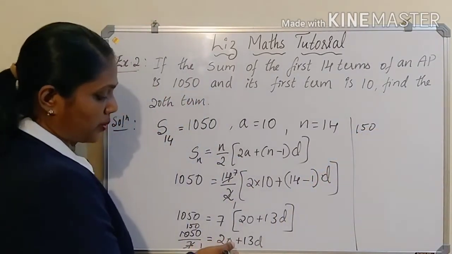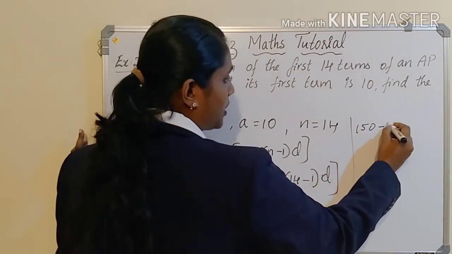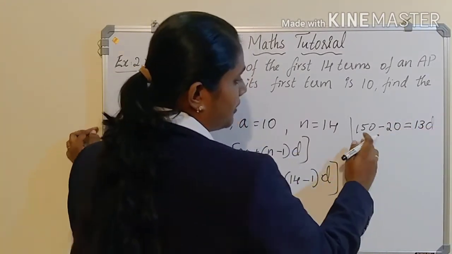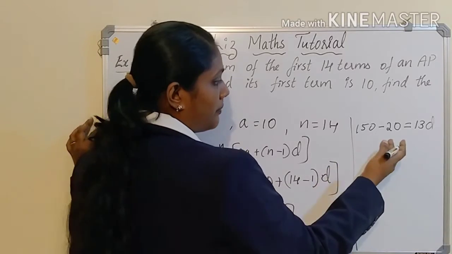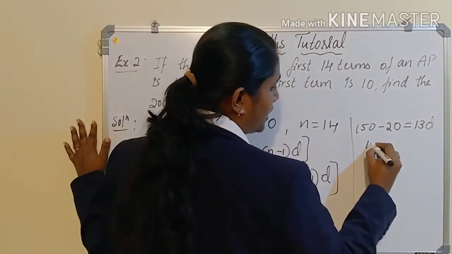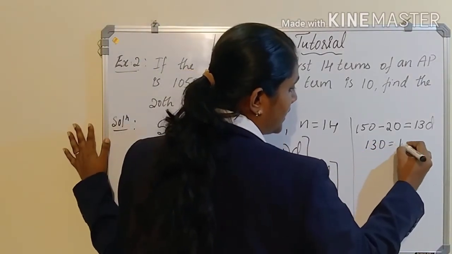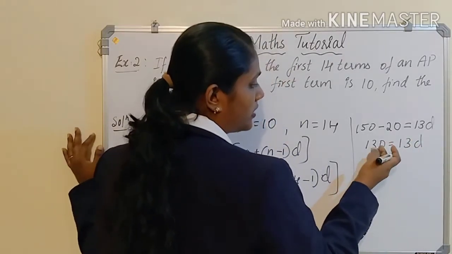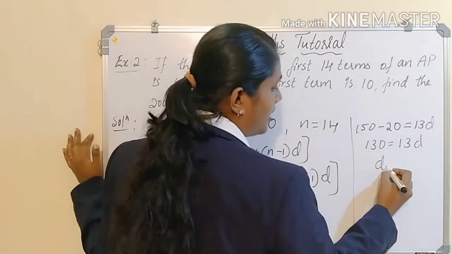Now bring this 20 to this side. So the addition becomes subtraction, is equal to 13D. When you are subtracting 150 minus 20, here you will get 130 is equal to 13D. Now bring this 13 to this side, or you can keep this D here.